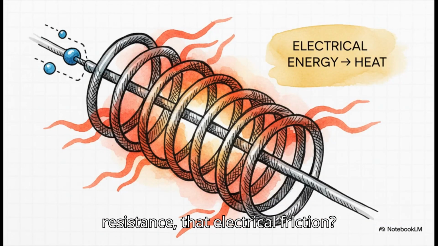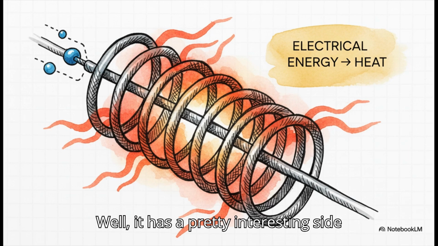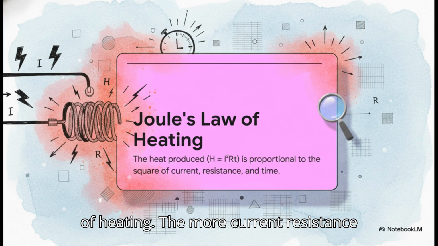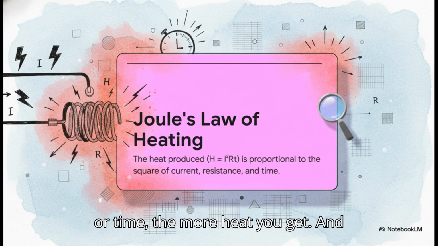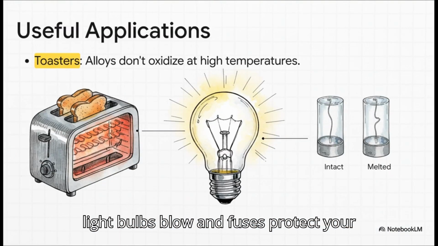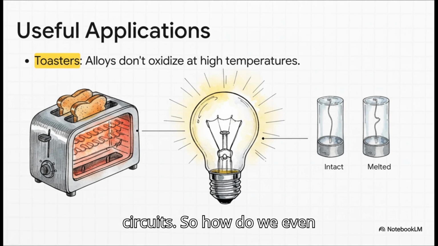Okay, remember resistance, that electrical friction? Well, it has a pretty interesting side effect, heat. This is called Joule's law of heating. The more current, resistance, or time, the more heat you get. And we use this. It's how toasters toast, light bulbs blow, and fuses protect your circuits.